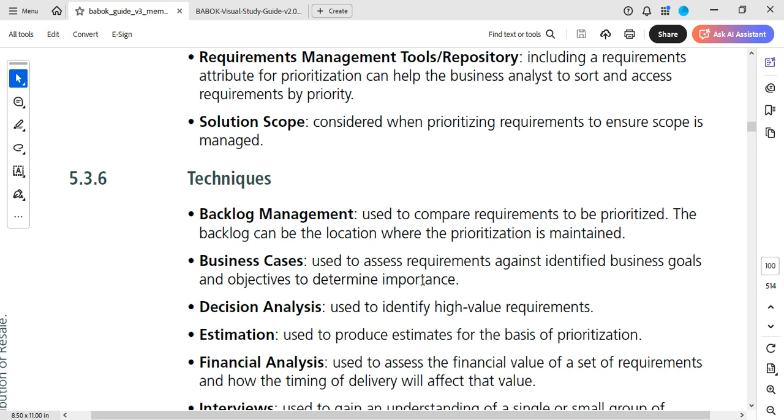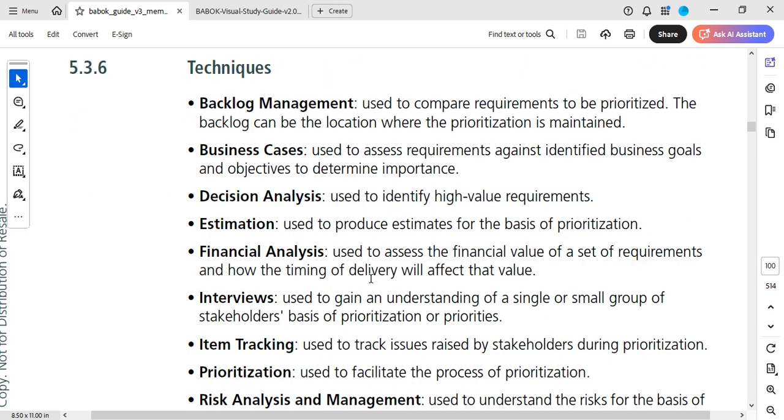Techniques: backlog management, used to compare requirements to be prioritized. The backlog can be the location where the prioritization is maintained. Business case, used to assess requirements against identified business goals and objectives to determine importance. Decision analysis, used to identify high value requirements. Estimation, used to produce estimates for the basis of prioritization. Financial analysis, used to assess the financial value of a set of requirements and how the timing of delivery will affect that value.